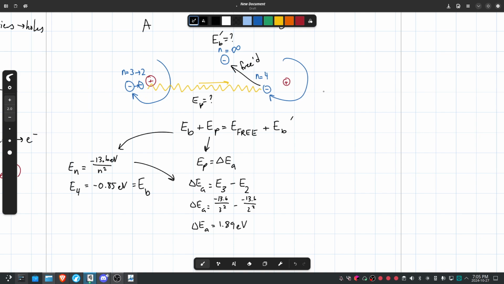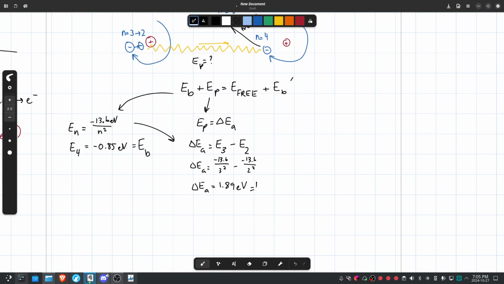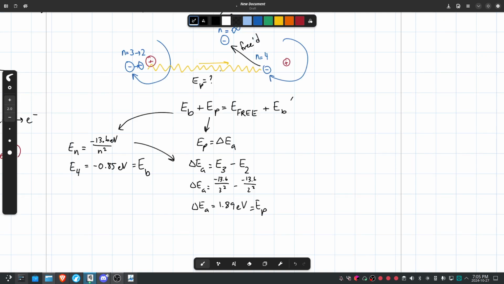So this is also the energy of the photon, right? The electron has lost this energy and it is all turned into the photon, which has traveled across and hit this electron.